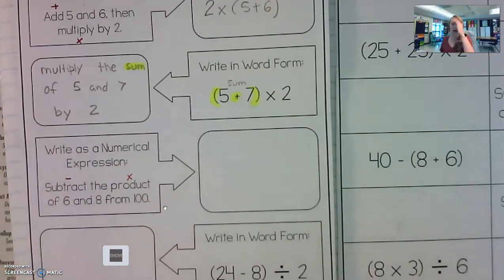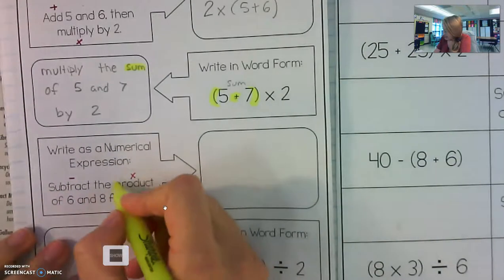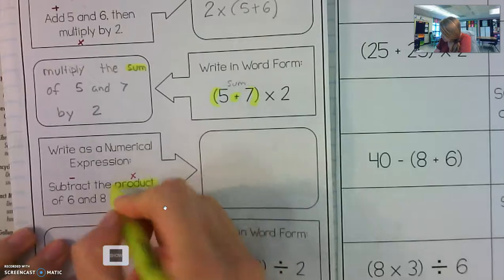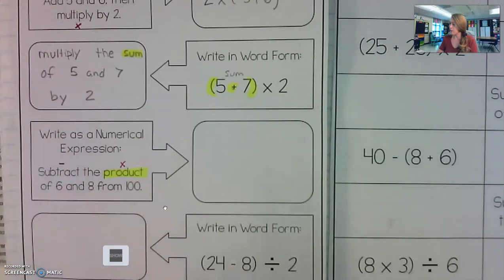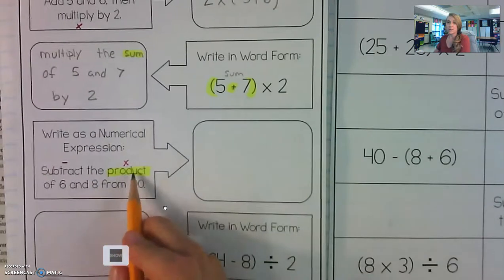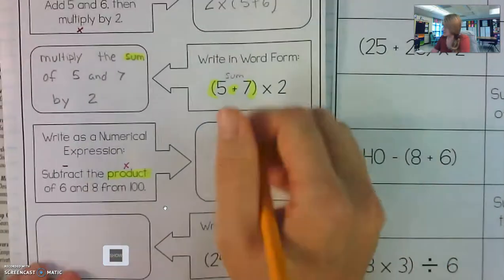Okay, so I need subtraction and I need multiplication. But wait, product was one of my special vocabulary words, wasn't it? That tells me I'm going to need parentheses. Put parentheses around it. All right, so what does it say? It says subtract the product. The product of what? The product of 6 and 8. So the answer to the multiplication problem of 6 and 8. So let's write that first.